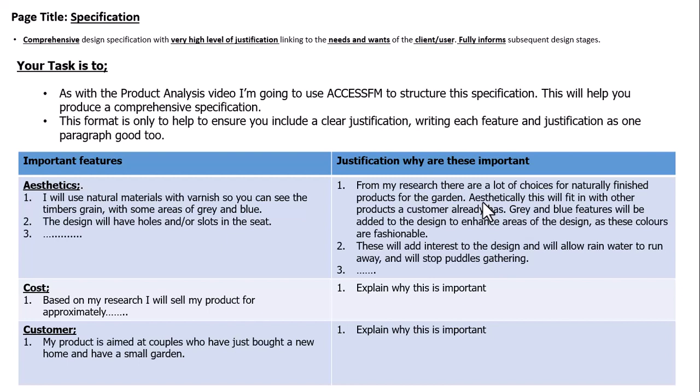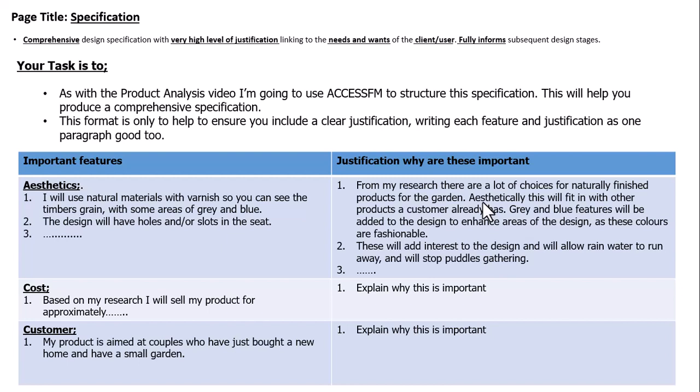I do this because it helps you split up the statement of intent that you're going to do, and then on the opposite side you can justify that, which is what you need to do for the assessment. So I broke it down to ACCESS FM. So a small example here is you've got aesthetics, cost and customer. You've got the important feature on the left hand side, and on the right hand side you've got a justification. So for example, I'll use natural materials with varnish so you can see the timber's green, with some areas of grey and blue. So that's your aim, that's what you're hoping to do.